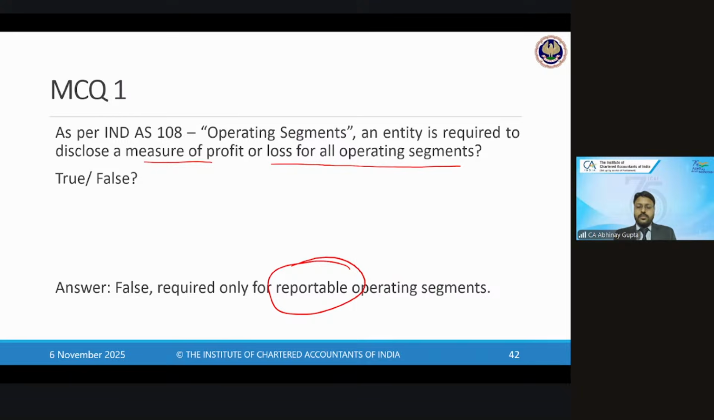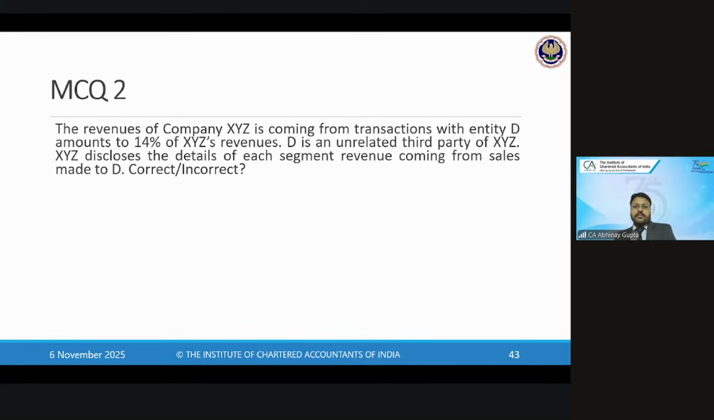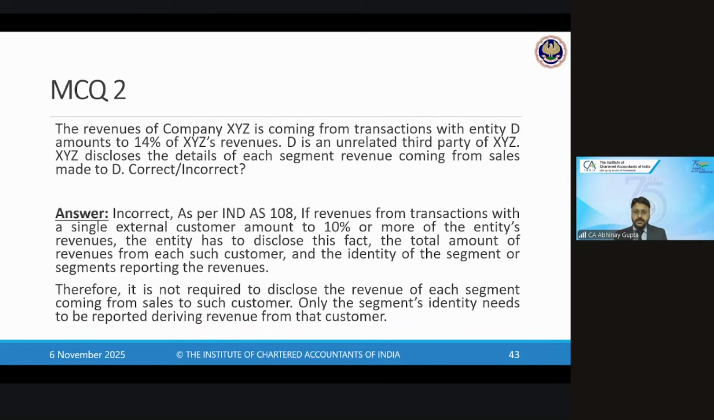The revenue of the company XYZ coming from the transactions with entity D amounts to 14% of XYZ revenues. D is an unrelated third party of XYZ. XYZ discloses the details of each segment's revenue coming from the sales made to D. Correct or incorrect? Incorrect, because segment-wise revenue is not required to be disclosed from a major customer. Only the fact is required to be disclosed. Correct? Correct, sir.